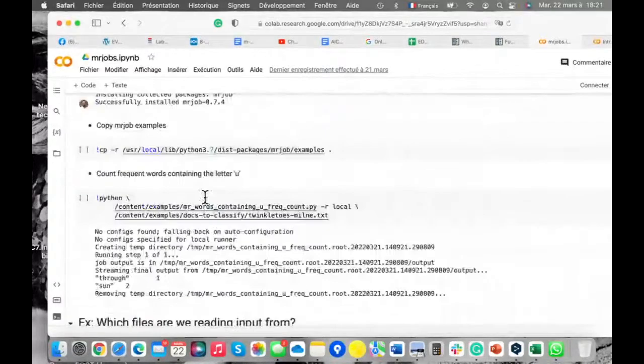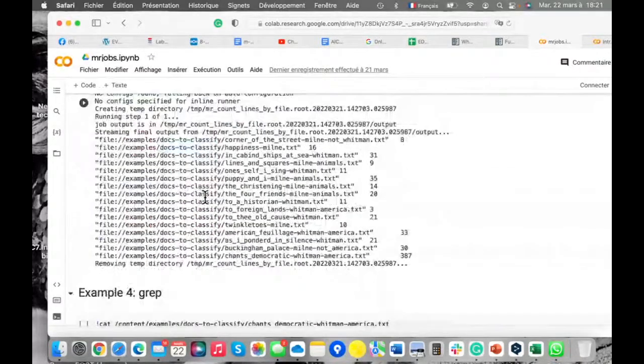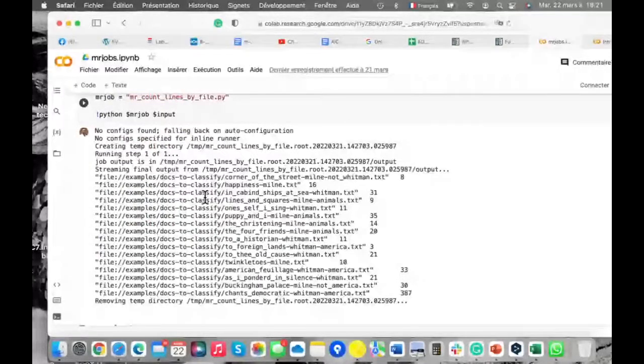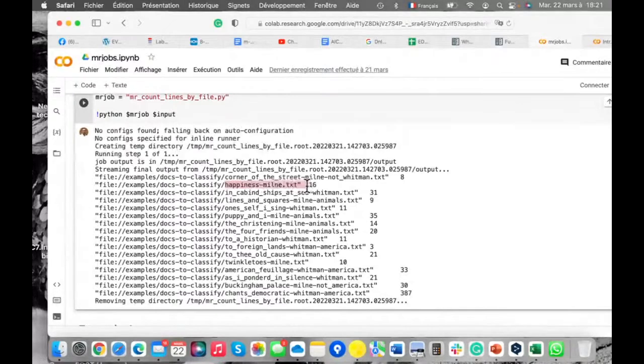It's this, yes. Well, I let you execute. So what you have is this. You have different files, and it tells you then the number of items per line. Okay, so this file contains 8 lines. This file contains 16 lines. This file contains 31, etc.